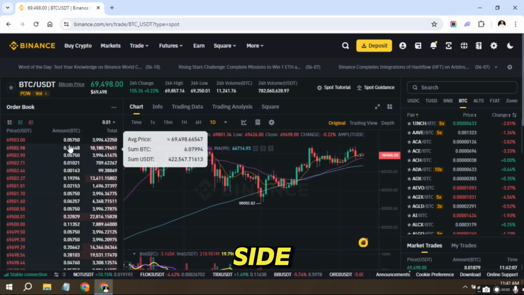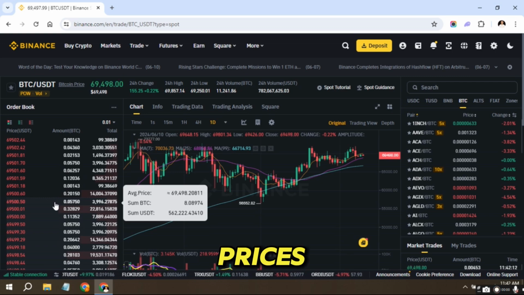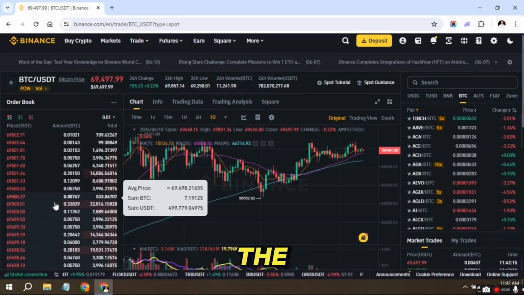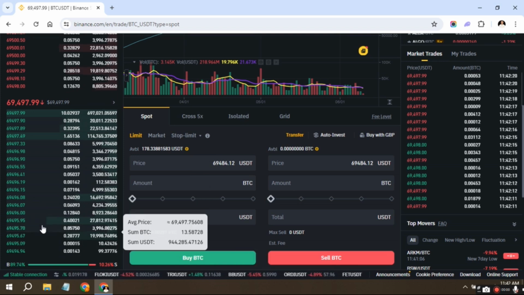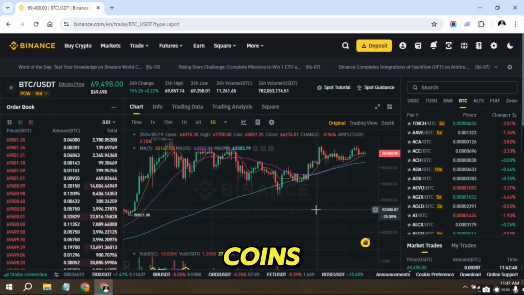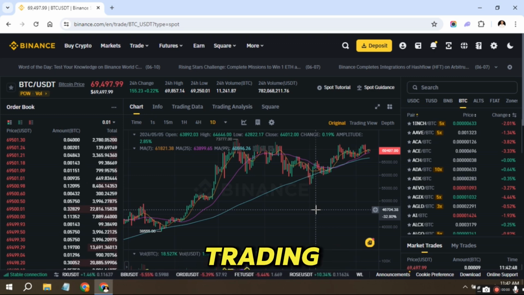On the right side, you have the order book. The numbers in red show the sell orders and the prices people want to sell for, while the green numbers show the buy orders and the prices people are willing to pay. The price chart shows how the coin's price has moved over time. Analyzing the chart can help you predict future price movements, but if you're a beginner, focus on simpler trading strategies for now.